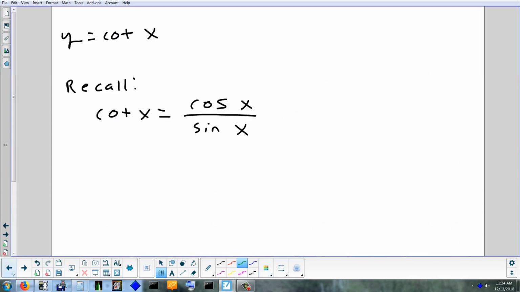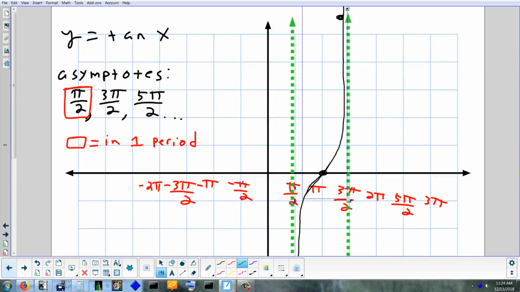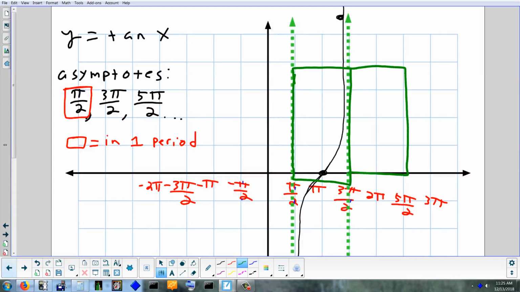If we go and look at tangent, and I say, okay, here's my graph. I just didn't draw the whole thing, but I'm looking at the asymptotes. I would say this one at pi over 2 belongs to what's in the green box. The next asymptote would belong to the next green box, which would be right here. Okay, so the main point is there is only one asymptote per period, not 2.